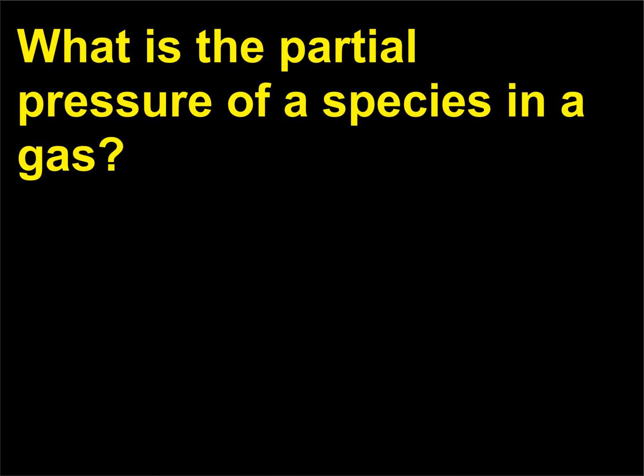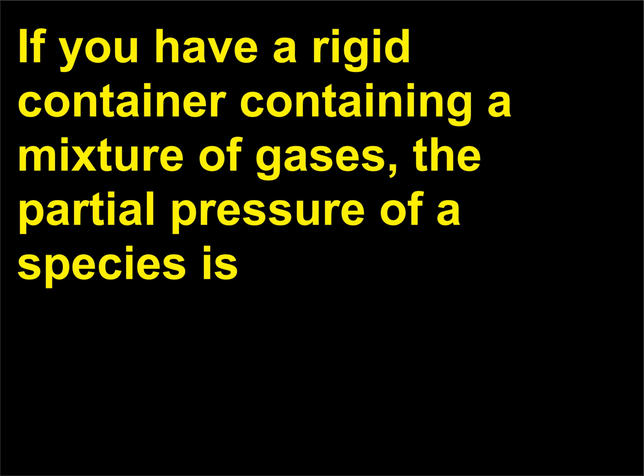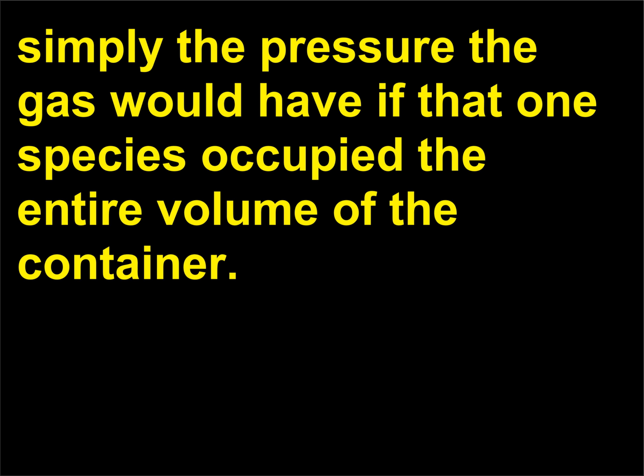What is the partial pressure of a species in a gas? If you have a rigid container containing a mixture of gases, the partial pressure of a species is simply the pressure the gas would have if that one species occupied the entire volume of the container.